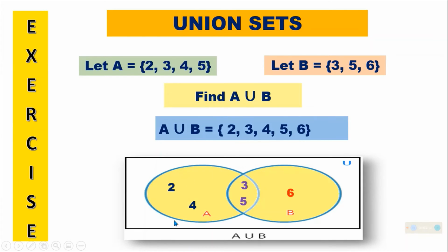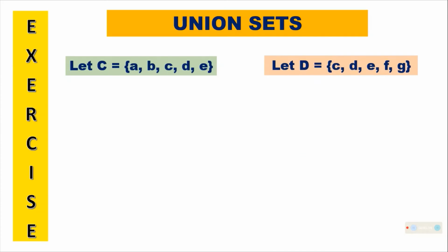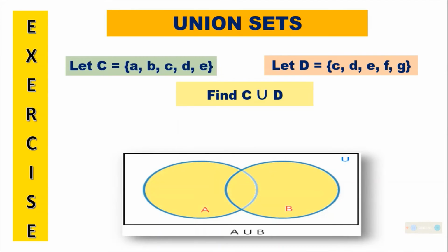So, union, dalawang circle o tatlo or marami, sila yung union. Sila yung magkakasama. Next example. Let C is equal to {A, B, C, D, E}, and D is equal to {C, D, E, F, G}. Find C union D. So again, this is the representation for Venn diagram of union sets. Si A naka-shaded, pati si B naka-shaded. So ilalagay na natin yung elements ni C.